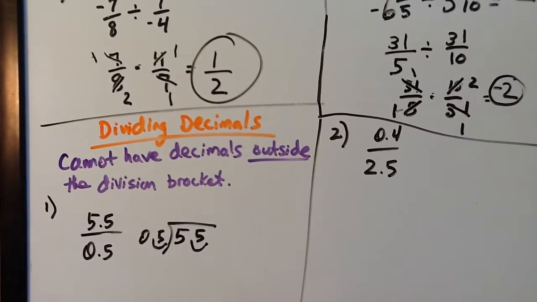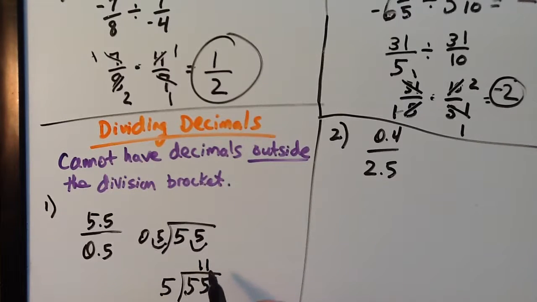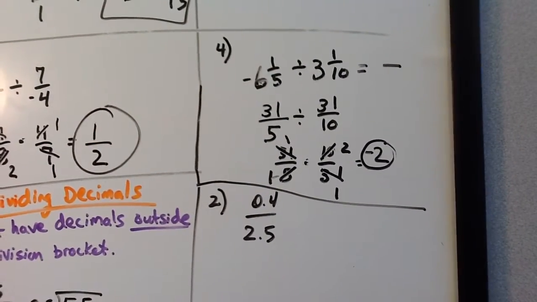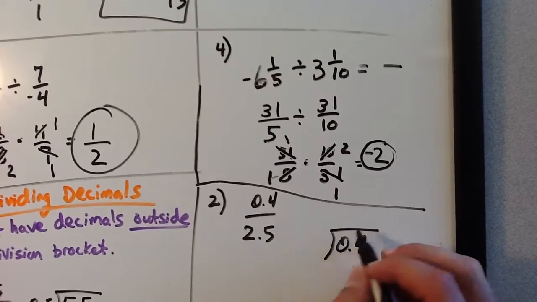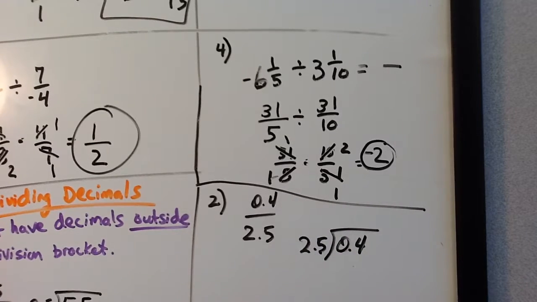And so after I move the decimals, rewrite your problem so that you can see what it is now. 5.5 is now 55, and that's being divided by not 0.5, now it's being divided by 5. And 55 divided by 5, I know that because of my fact fluency, that is 11. Number 2, 0.4 divided by 2.5. And so this is the same thing as 0.4 divided by 2.5, right? Top number inside, bottom number goes outside.